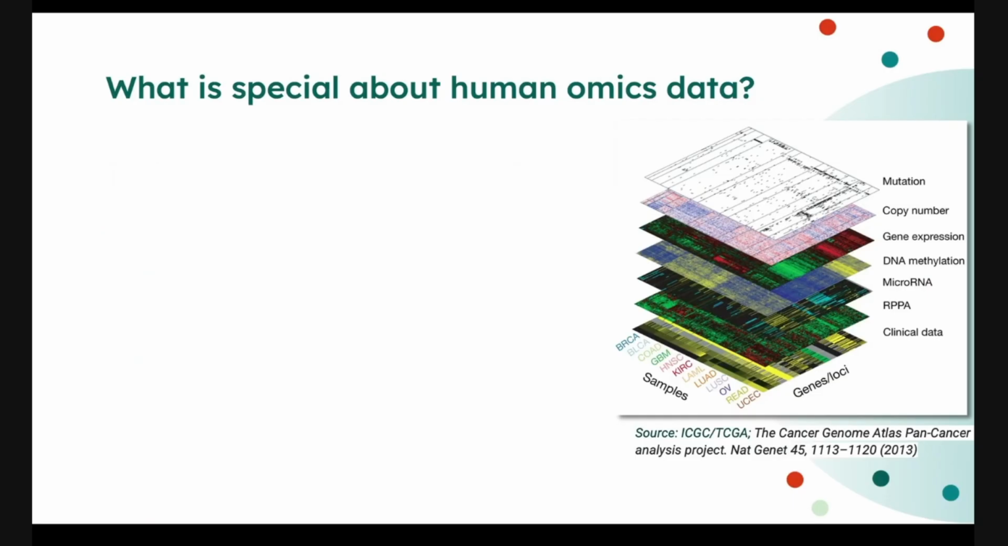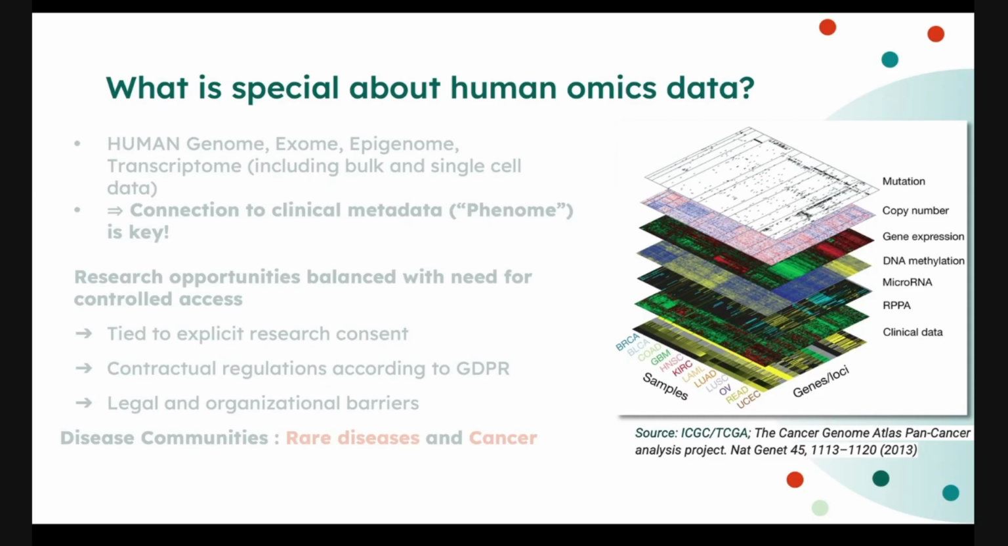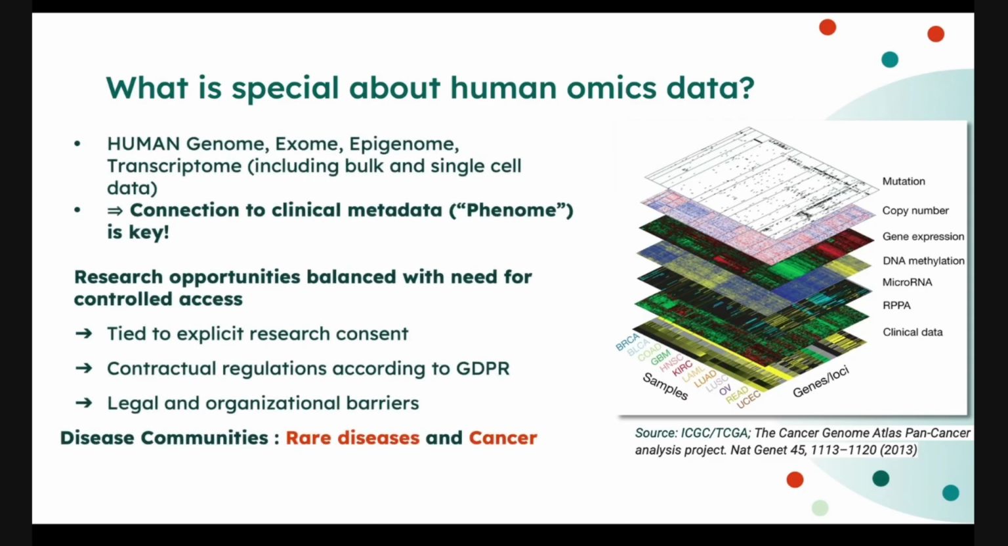So when we talk about human genomics data, what is really special about it? Why do we have to be so secure, and why do we have to think of various ways of responsible data sharing? Human genomics data is, first of all, multi-layered, because when you say omics data, omics consists of various layers such as genomes, exomes, epigenomes, and transcriptomes. What differentiates genomic research and the portal that we are developing is the key connection, which is the clinical metadata.